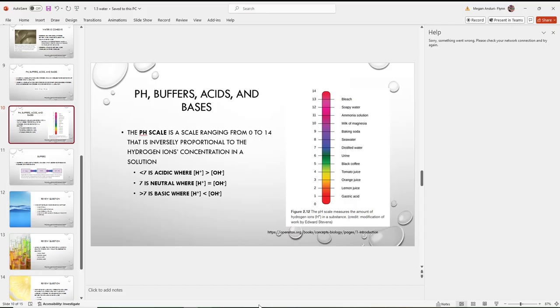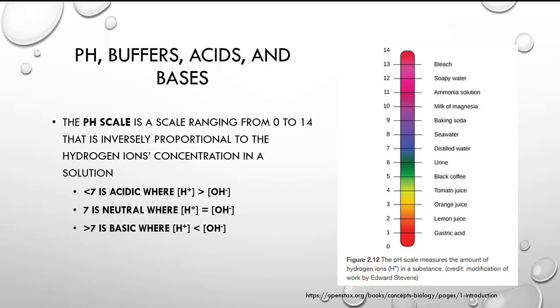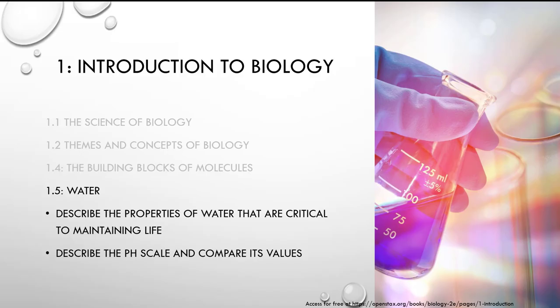All right, so let's go back. All right, so that is it for 1.5 on water. So by now you should be able to describe the properties of water that are critical to maintaining life, as well as describe the pH scale and compare its values. So this concludes the Introduction to Biology, Chapter 1.